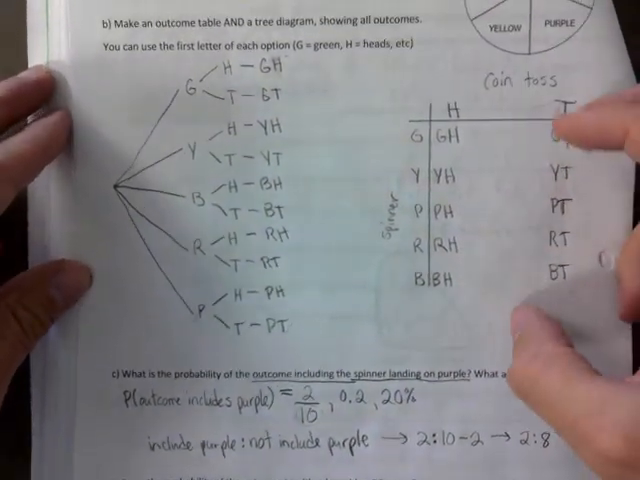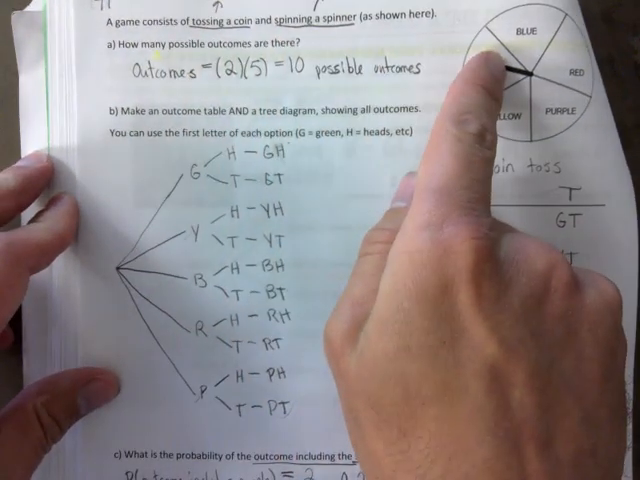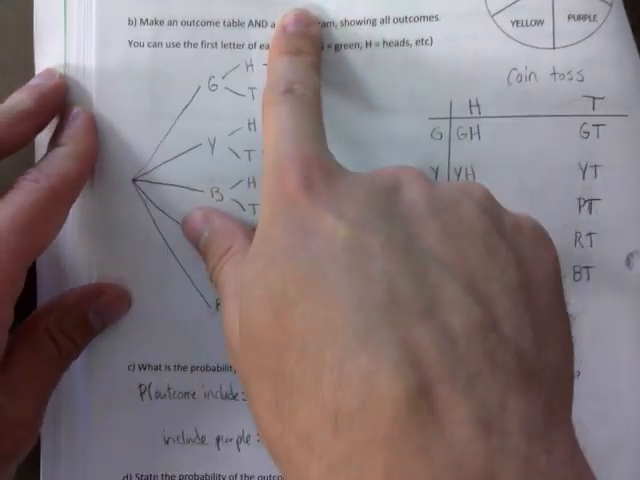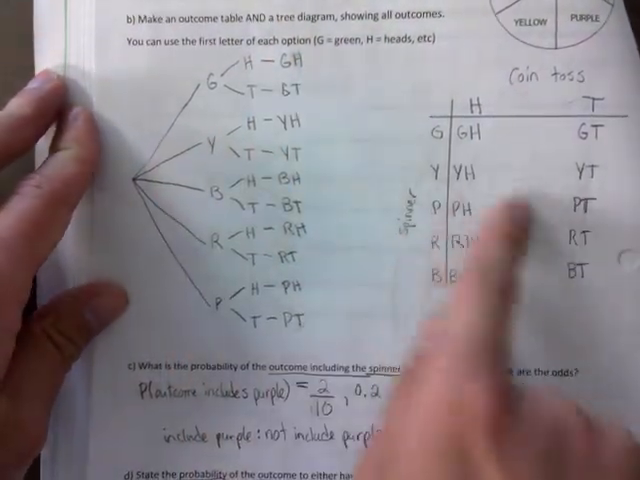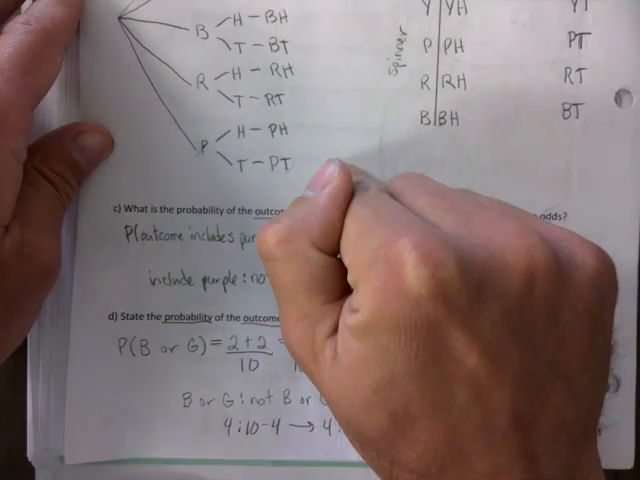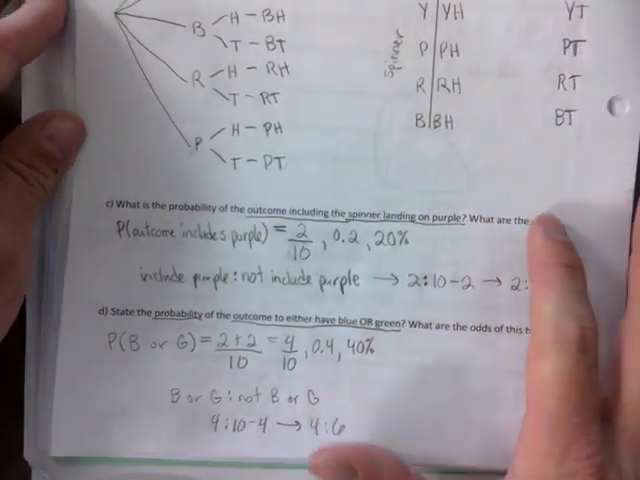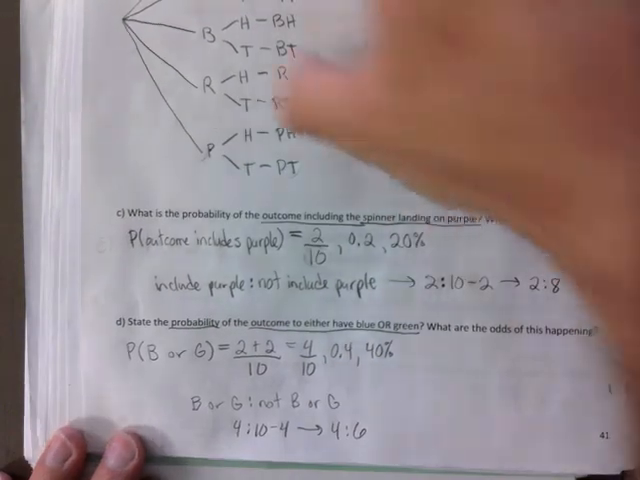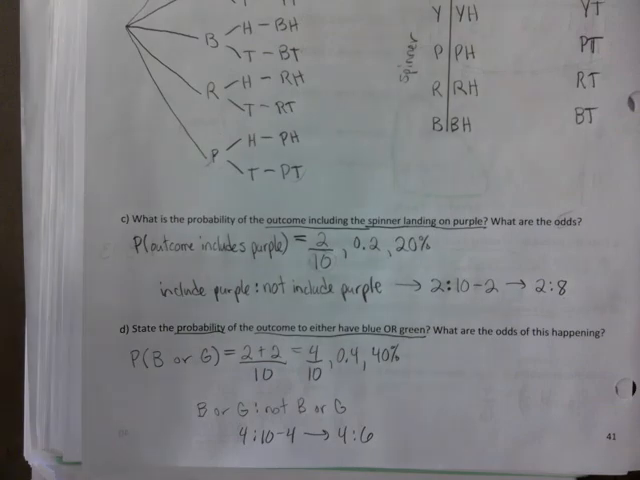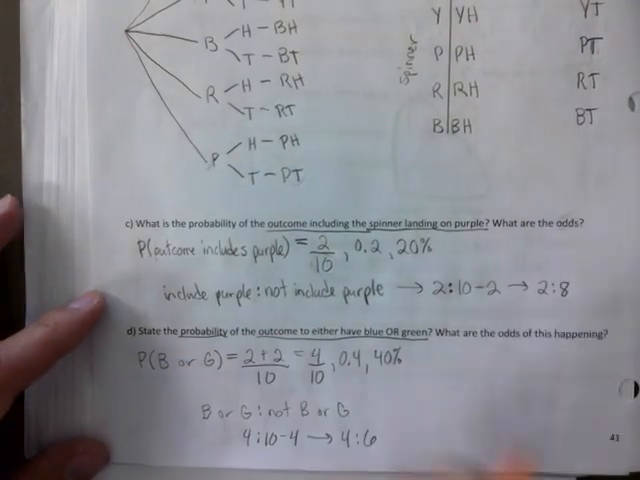Something similar to this where you have two scenarios, in this case tossing a coin or spinning a spinner. You have to find the total number of possible outcomes. You have to make either a tree or a table, and then calculate a couple of probabilities based on the table you made. So it'll be a similar question to the one on page 41. If I were you right now, I'd maybe star this example.